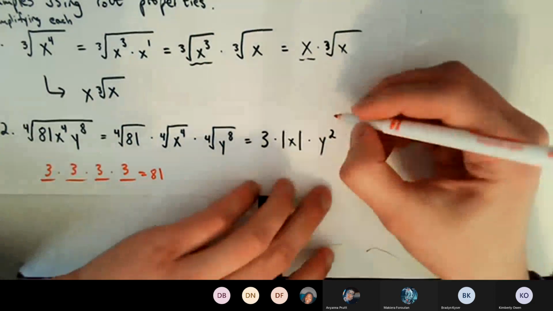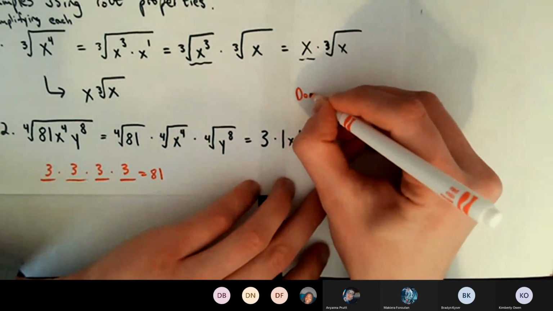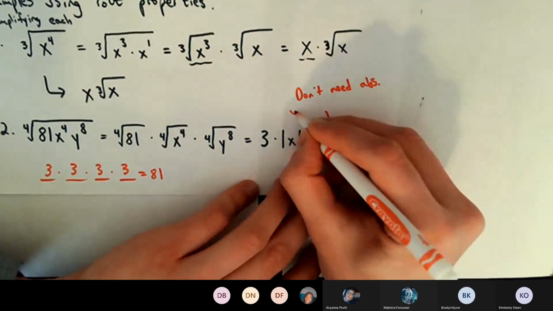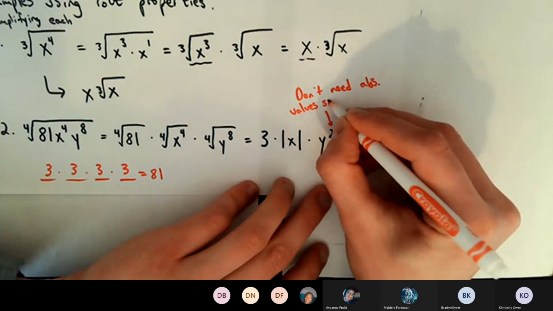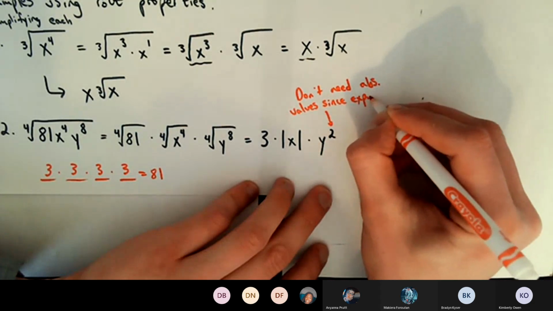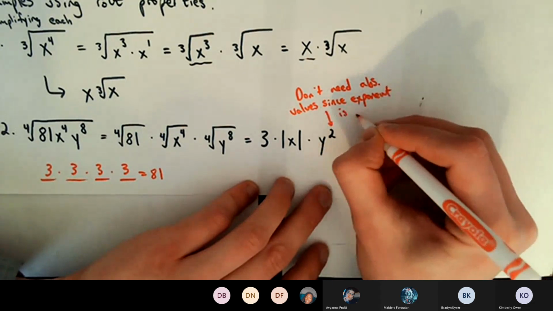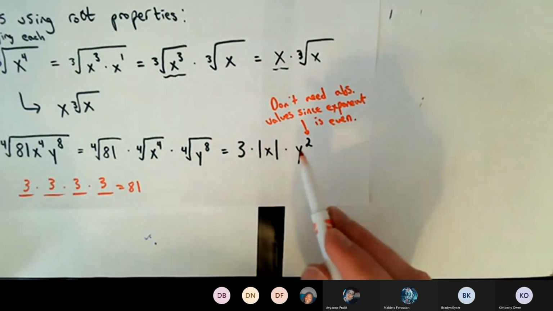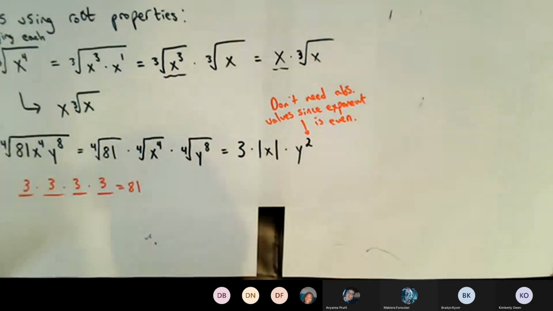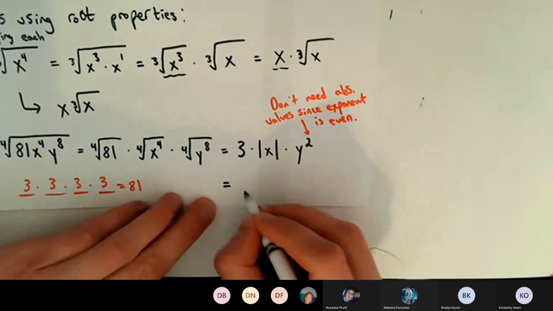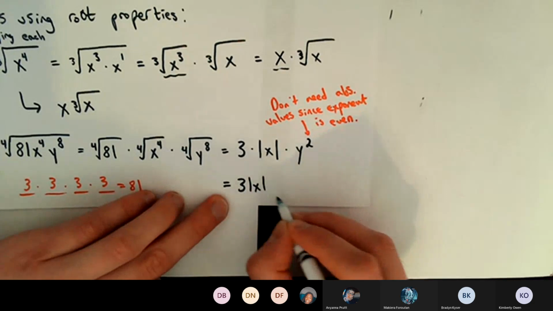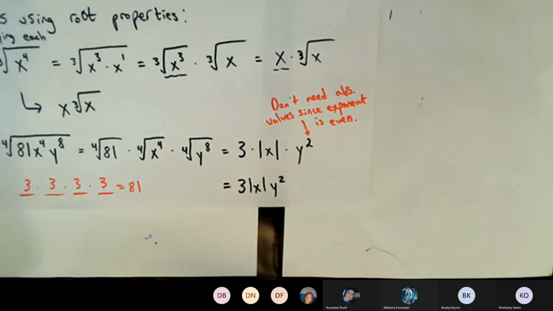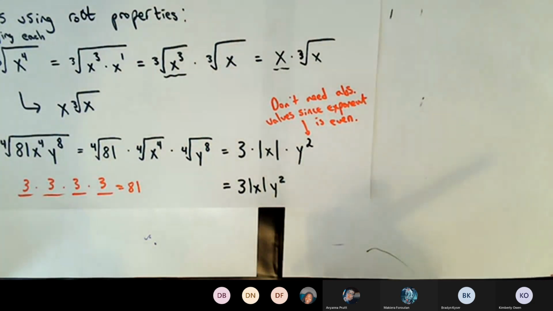So I can make a note of that. Don't need absolute values since exponent is even. And by the way, if I cleaned this answer up without the little dots for multiplication, the more natural way of writing it would be just like this, without the dots. The dots aren't wrong, they're just not necessary.